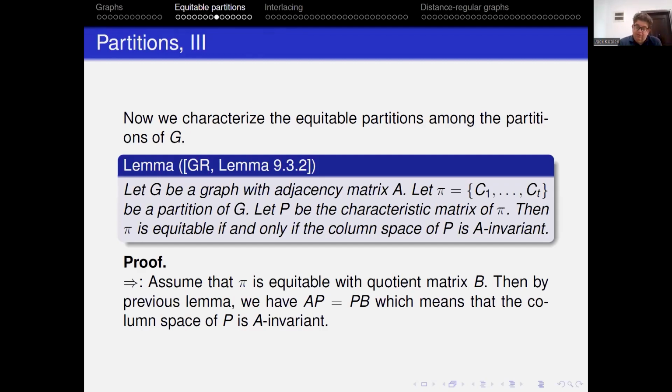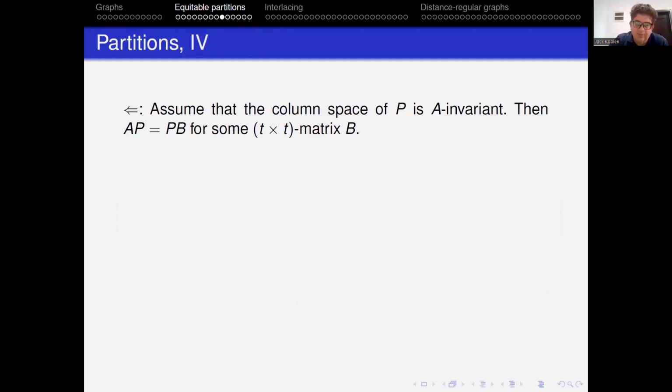So we assume this is equitable. Then we have that AP is PB, which means that the column space of P is A invariant, because if I do A times a column of P, then it is a linear combination of the columns of P. That is the meaning of this equation. And now we assume that the column space of P is A invariant, then AP is PB for some T times T matrix B.